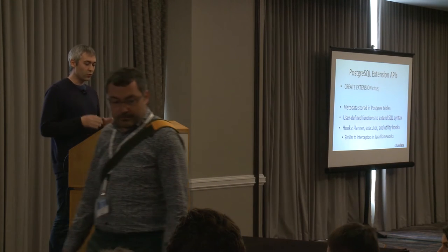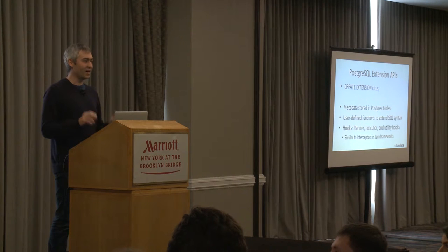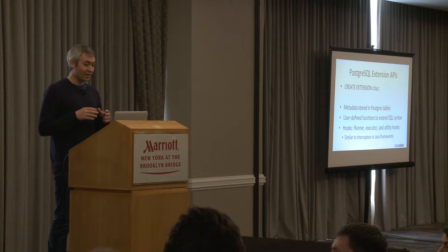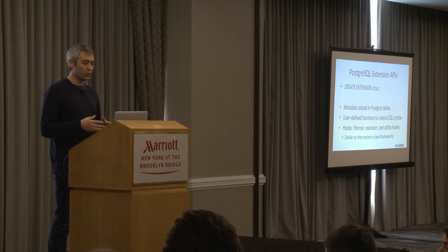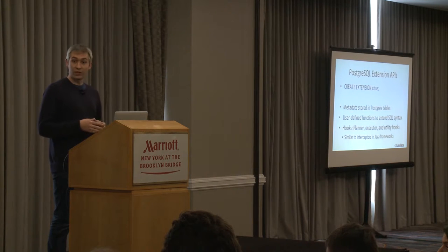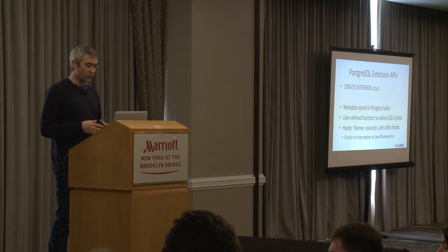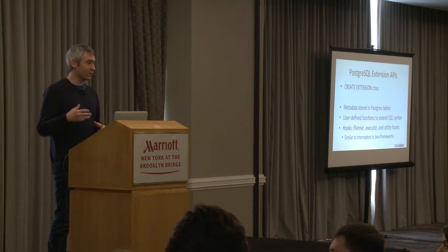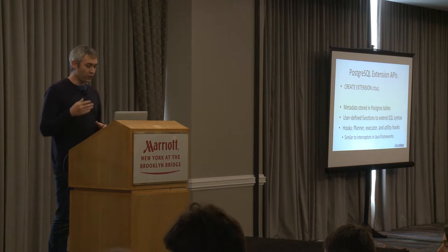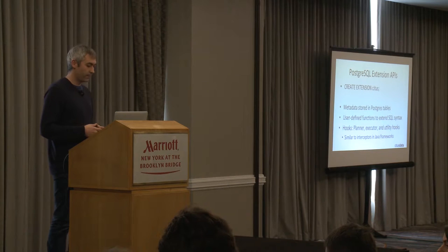As an end user, you simply go into your PostgreSQL database and type create extension. In this case, we'll type create extension Citus. Citus then extends PostgreSQL with distributed functionality. And Citus uses many of the extension APIs in PostgreSQL. For example, it relies on user-defined functions to extend the SQL syntax. Through these functions, users designate their tables as distributed, define their sharding criteria column, or initiate shard rebalancing operations.